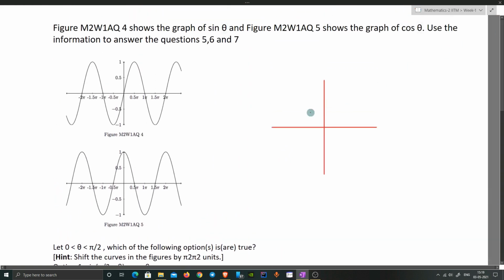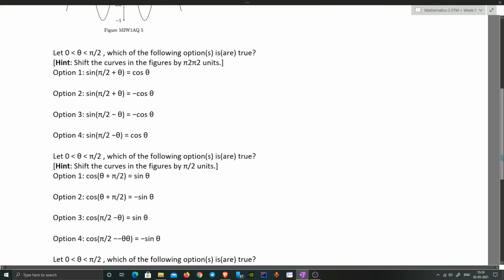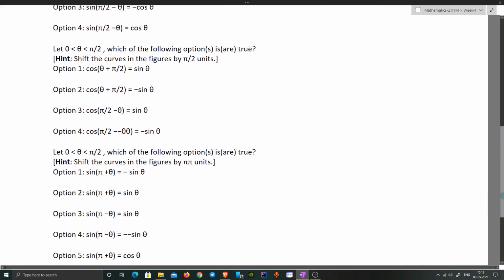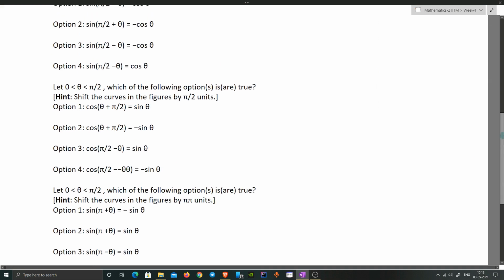Okay, the figure shows the graph of sine theta, and the second figure shows the graph for cos theta, right? So use the information to answer the question 5, 6 and 7. So in 5, 6 and 7 they have asked us about sine of pi plus theta, or cos of pi plus theta, or theta plus pi by 2, something like that.